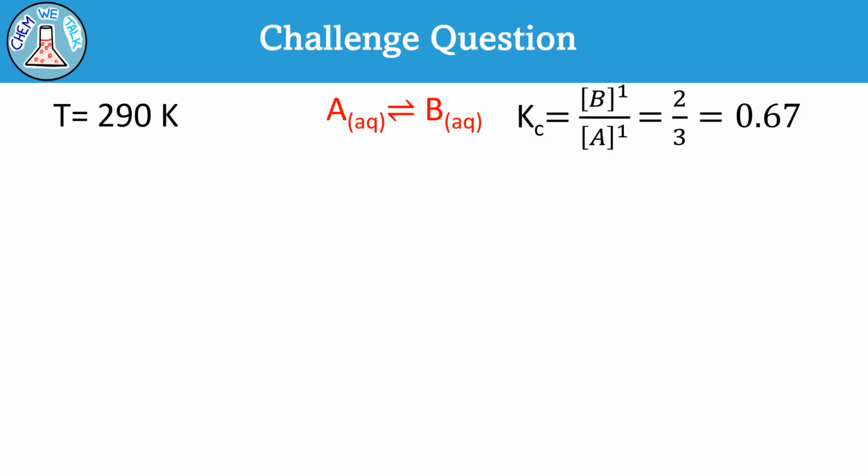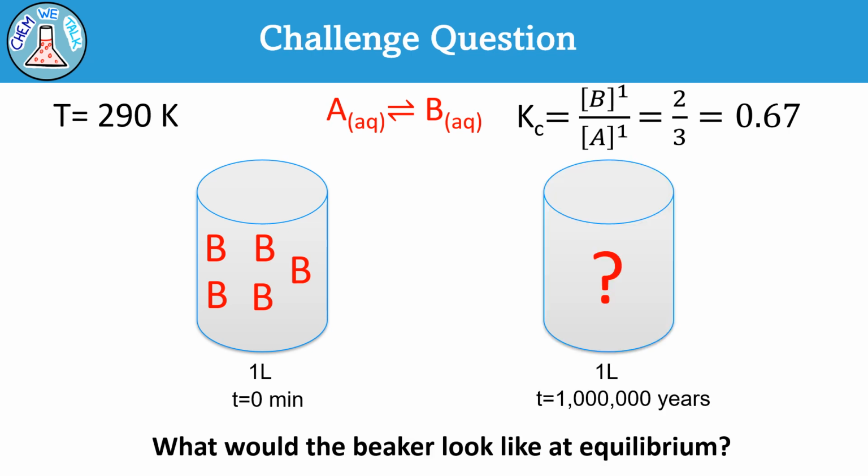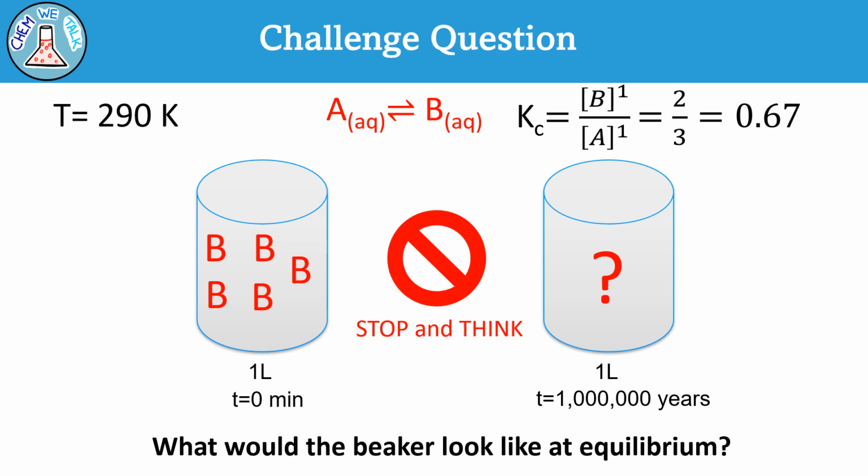All right, let's do now a challenge question. Okay, so we are still using the same system. We have A and B, the same reaction, same temperature, same Kc. But now, instead of starting with 5 A's, I'm going to start with 5 B's. And let's give it some thought. What would the beaker look like now at equilibrium? Okay, so for now, I'd like to stop the video and give some thought, think a little bit, and then resume the video once you have an answer. Okay?